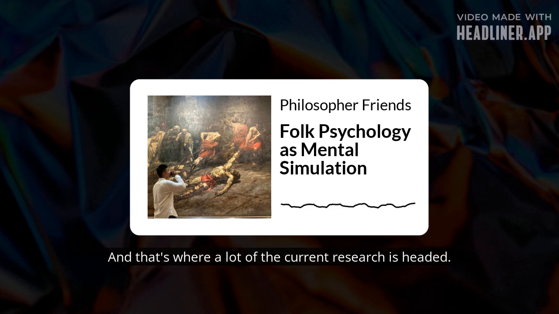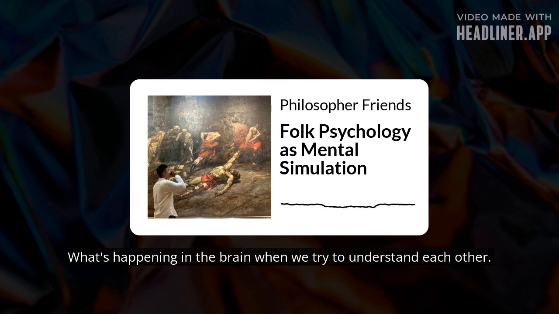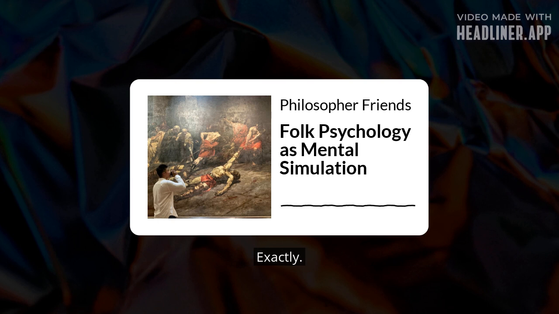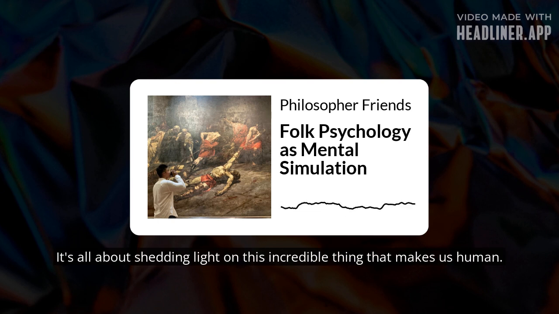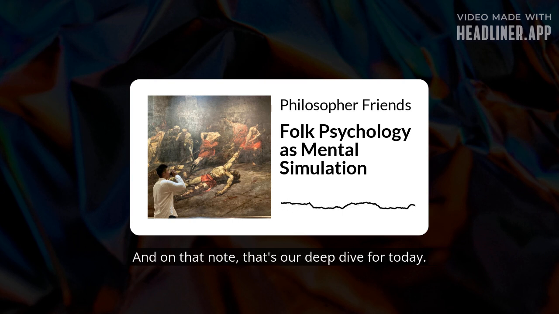Precisely. And that's where a lot of the current research is headed, trying to understand how these approaches work together, what's happening in the brain when we try to understand each other. Yeah, like the neural and cognitive basis of it all. Exactly. It's all about shedding light on this incredible thing that makes us human, our ability to connect with the minds of other people. And on that note, that's our deep dive for today.